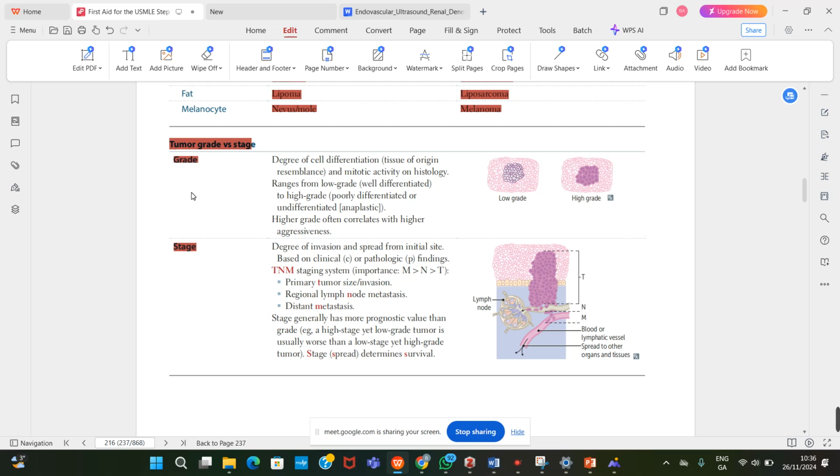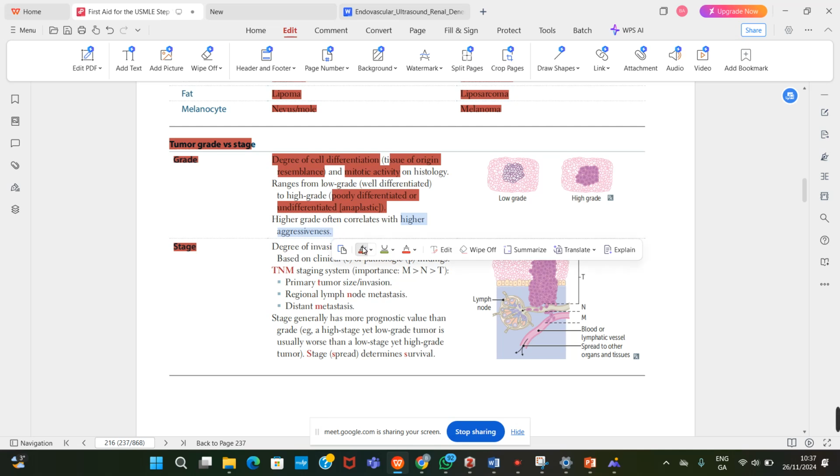So what is the basis for grading a tumor? You look at the degree of differentiation, that is, how well does it resemble the tissue of origin? And also, what is the degree of mitotic activity in this tumor? A tumor with a high mitotic activity, a tumor that does not resemble the tissue where it's coming from, is a high-grade tumor. While a low-grade tumor will resemble the parent cells, and they will have low mitotic activity. But the high grade, they are poorly differentiated, or they can even be undifferentiated at all, which you call an anaplastic tumor. So high grade correlates with higher aggressiveness.